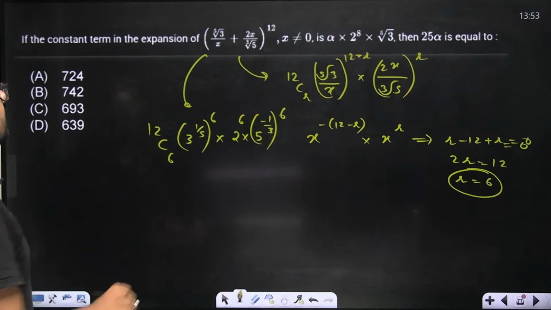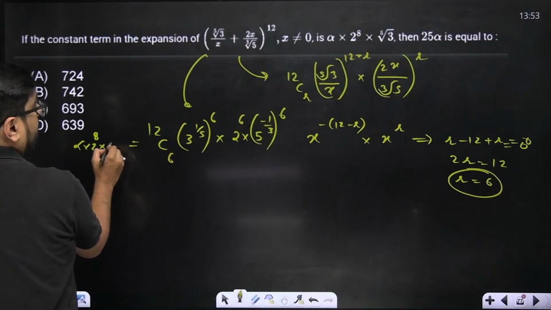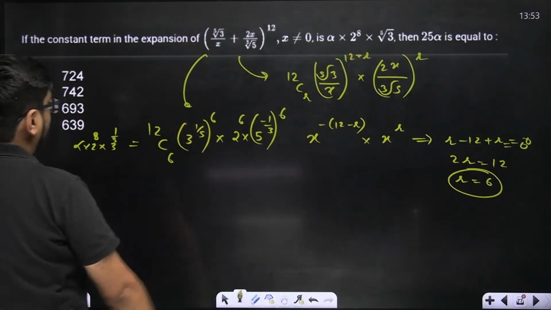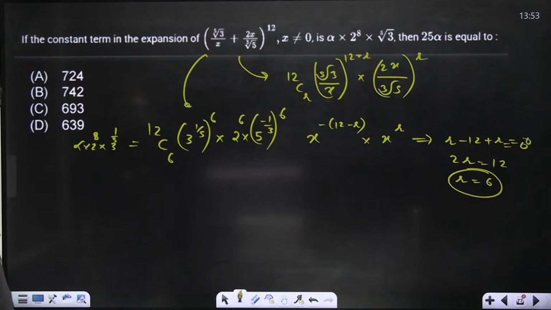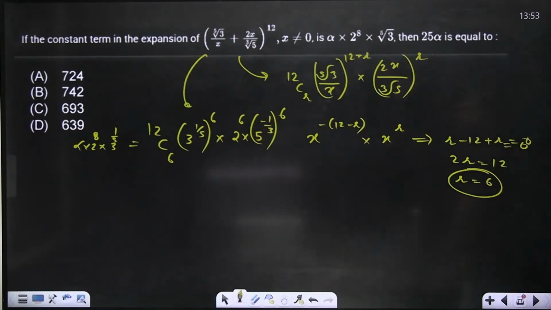So this is given to you equal to alpha into 2 to the power 8 into 3 to the power 1 by 5. So don't solve this. The 3 to the power 1 by 5 part you don't have to solve. Now from here you can simply find the alpha. Can somebody tell me alpha from here?